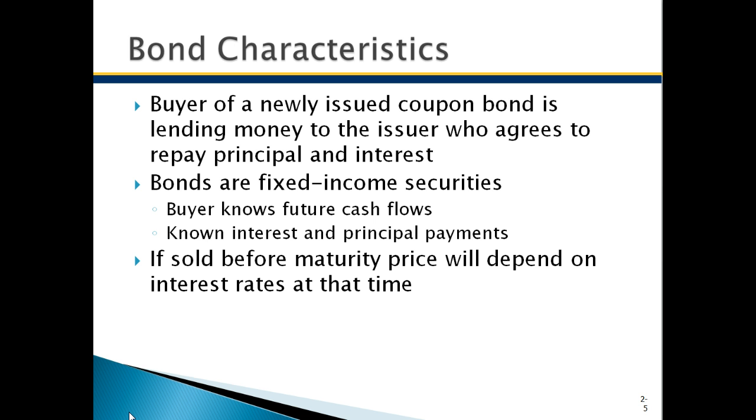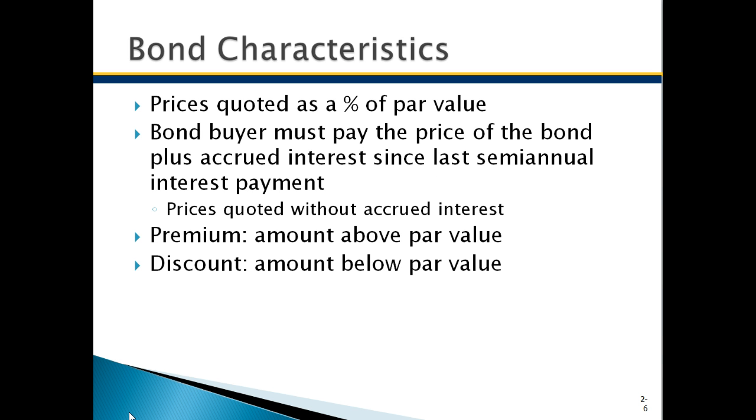And vice versa, if your bond has a higher interest rate than the current bonds, you'll trade at a higher price because they want to make them comparable. So whatever you're buying, you're going to get the same return on it. So that's why the price fluctuates. Now, bonds are quoted as a percentage of par. So if you have a $1,000 bond that's selling for $900, that's 90% of par. If that $1,000 bond is selling for $1,100, it's 110% of par. So it's quoted as a percentage of par. And the bond buyer must pay the price of the bond plus any accrued interest since the last interest payment.